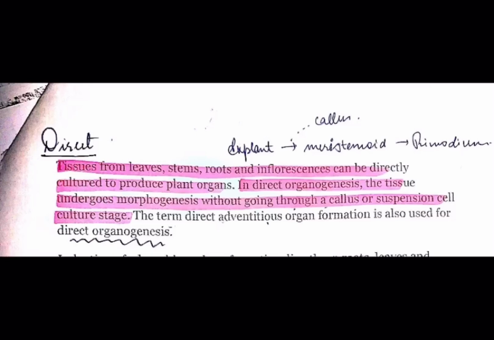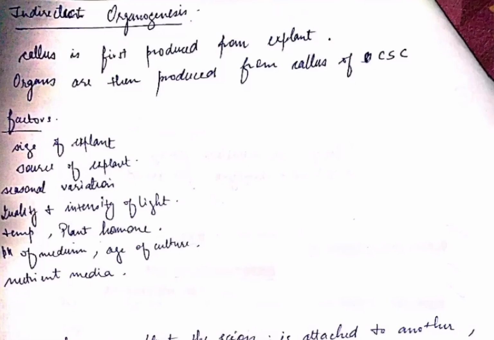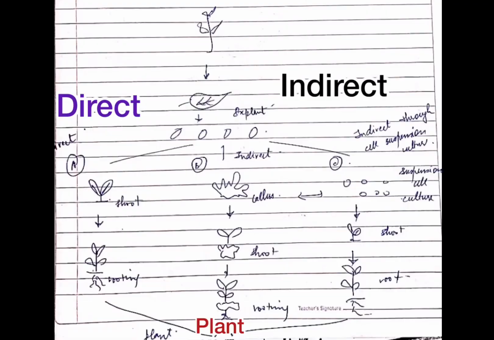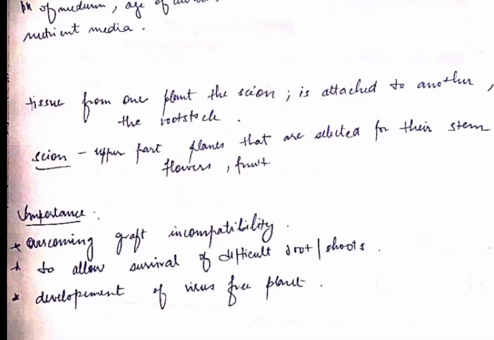Direct organogenesis: in direct organogenesis, the tissue undergoes morphogenesis without going through a callus or suspension cell culture. I have drawn the diagram, you can see, whereas in indirect organogenesis, the callus is produced first and then the organ is produced. I've also mentioned the factors which affect organogenesis. Now you can see it in the diagram. There are two types: direct, that is through shoot, and indirect, that is through callus and cell suspension culture, which ultimately leads to formation of plants.